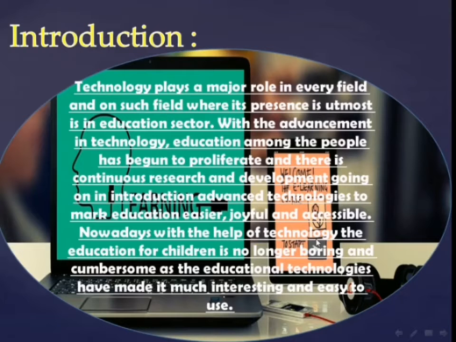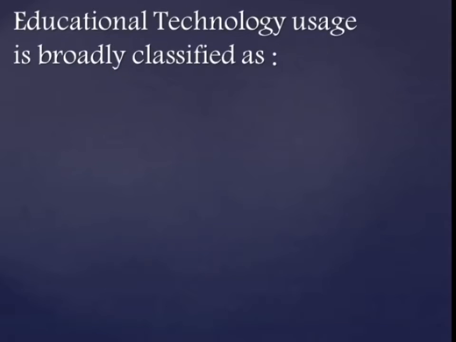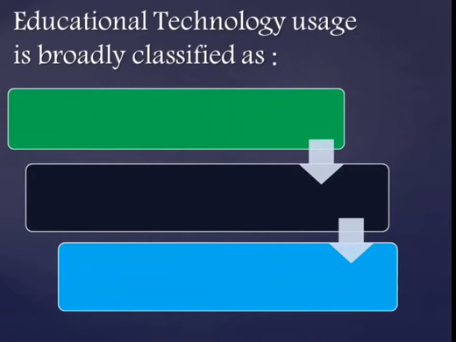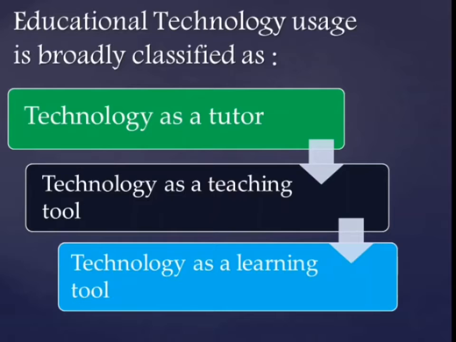By now, let's move and have a check over the classes of educational technology. Educational technology usage is broadly classified as: Number 1, technology as a tutor. That means for the technology to be as a teacher itself. And number 2 is technology as a teaching tool. That means to help the teachers to give information. And number 3, technology as a learning tool to help the students.